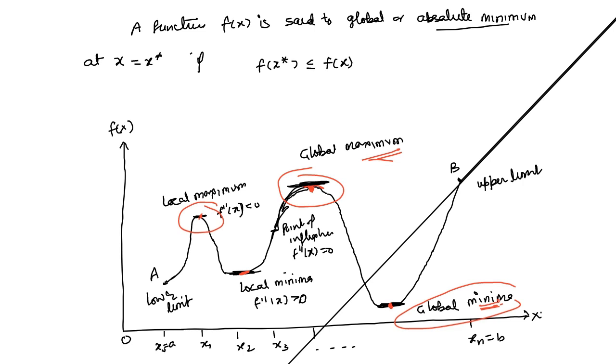Global maxima or global minima of a function over a large interval can also occur at the endpoints. It will not necessarily occur in the middle of the curve. Okay, noted.